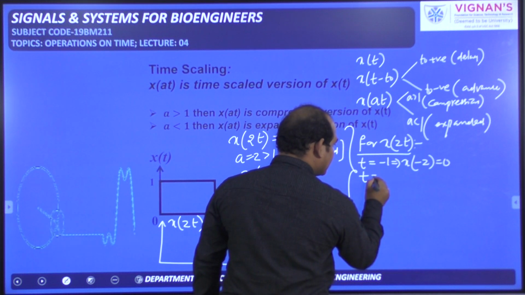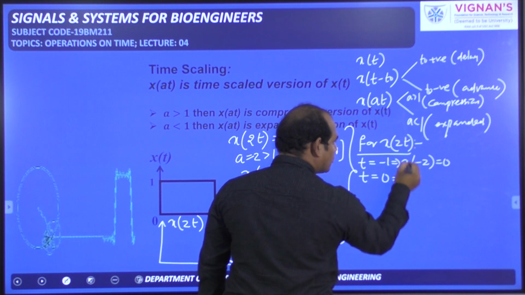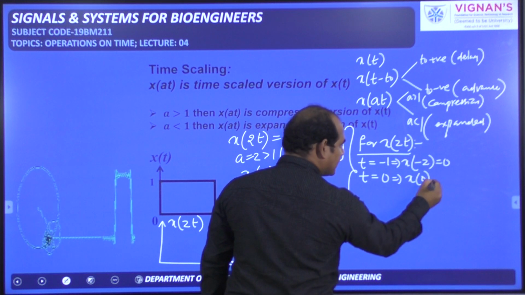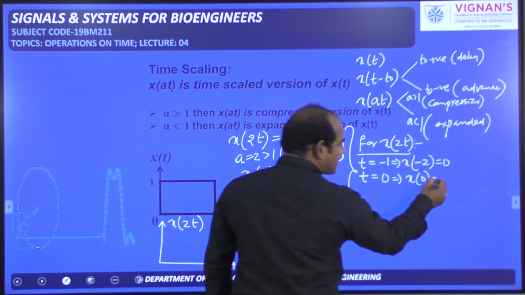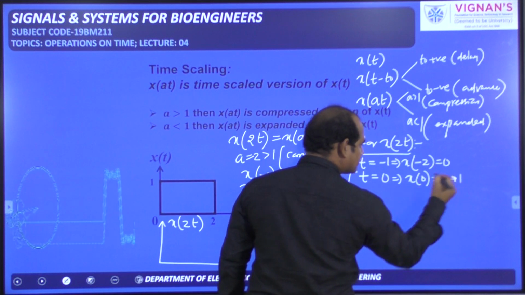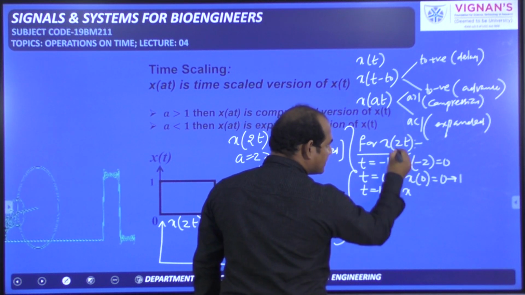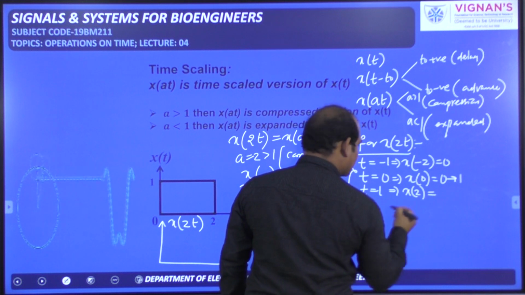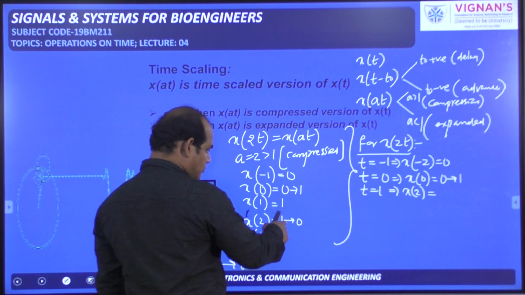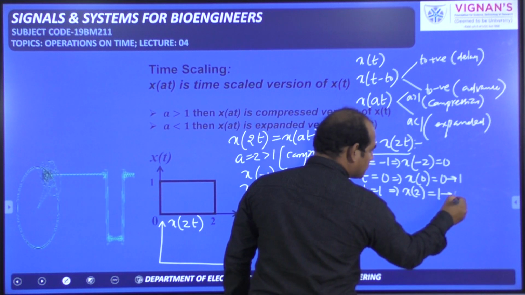Next you take t is equal to 0. If you substitute t is equal to 0, this will be x of 0 only. X of 0 means you should take from the original signal, where the amplitude is changing from 0 to 1. Next you take t is equal to 1. X of 1 means 1 into 2 will be 2. So x of 2. What is x of 2? X of 2 means from the original signal where the amplitude is changing from 1 to 0.